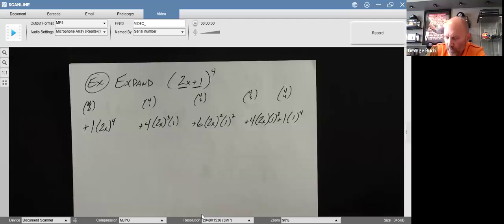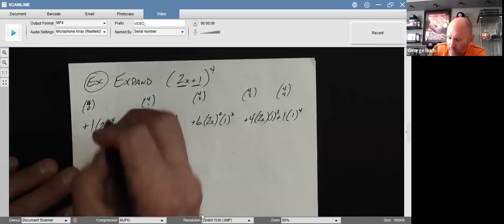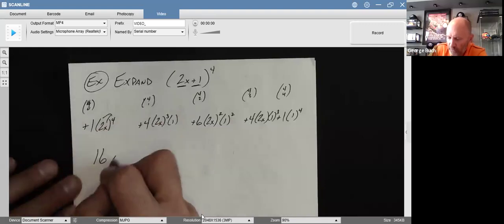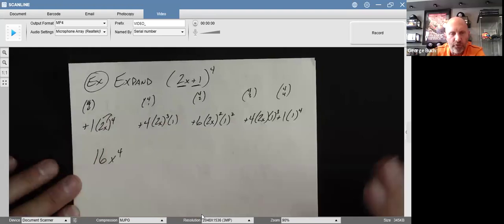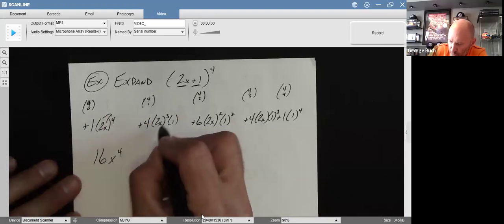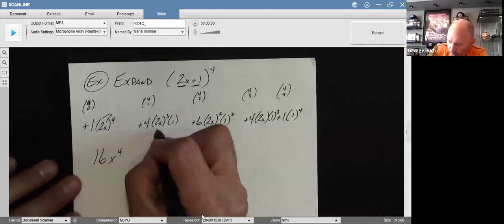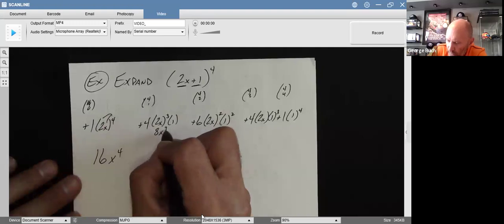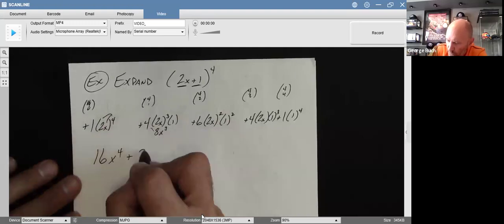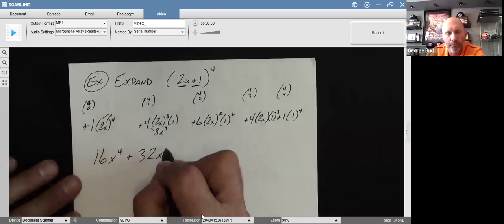So this one, this 4 applies to both of these. So I have 2 to the 4th power, which is 16, x to the 4th and times 1. So just 16x to the 4th. This one, 2x to the 3rd. So 2 to the 3rd is 8. X to the 3rd is x to the 3rd. And then times 4, so 32. So plus 32, x to the 3rd.